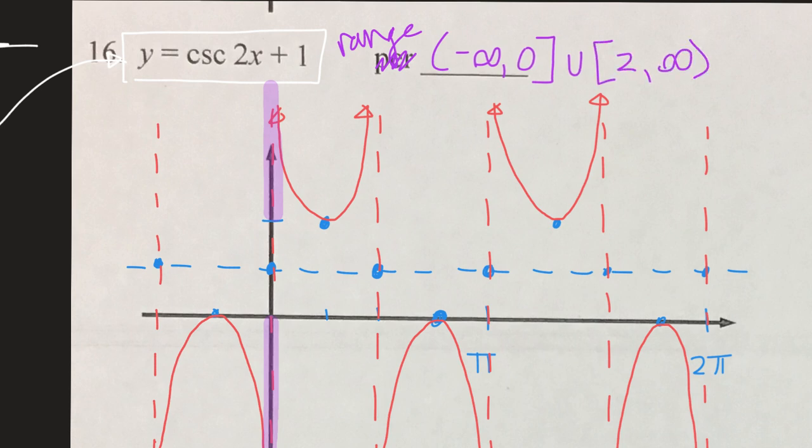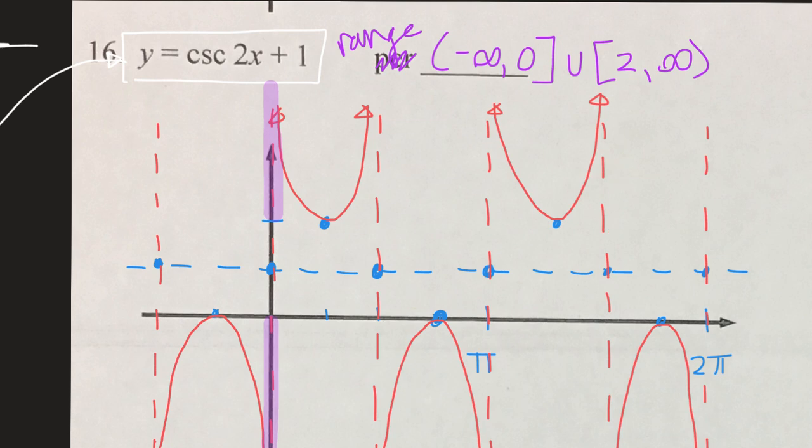When we're writing ranges, infinities always get parentheses, and your minimum values from your sine and your maximum values from your sine get brackets. So that's how we write the range of our cosecant function.